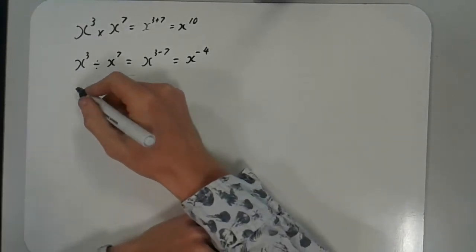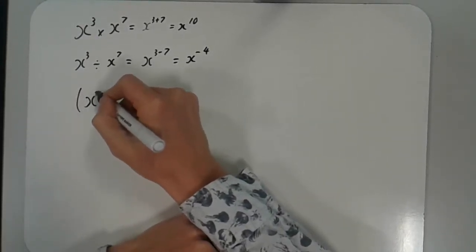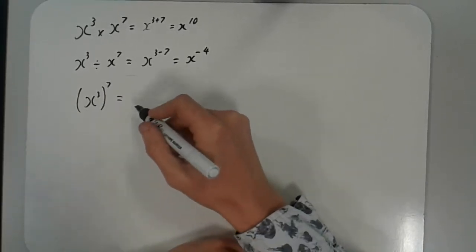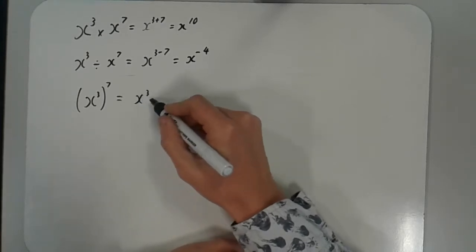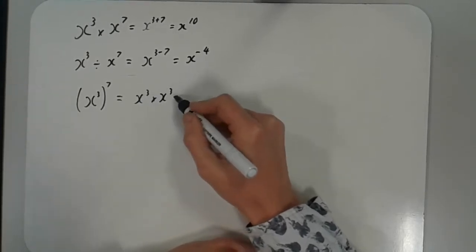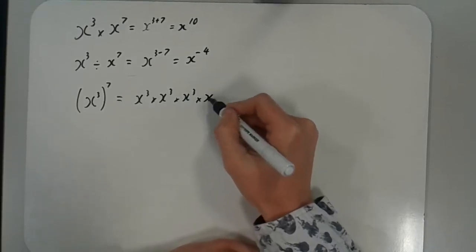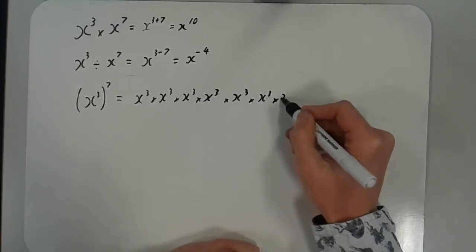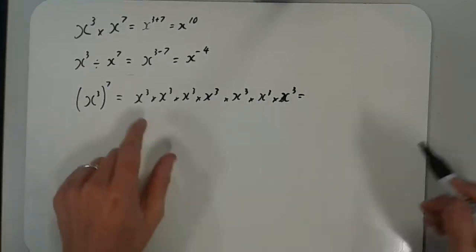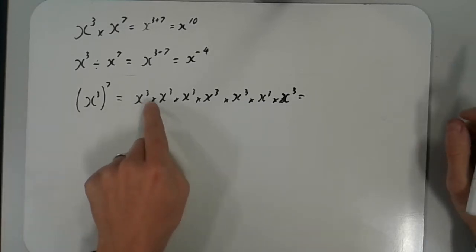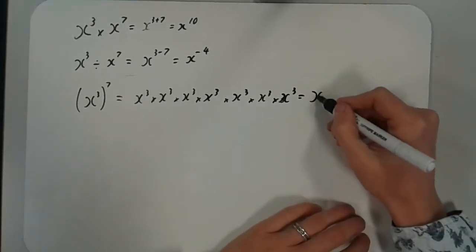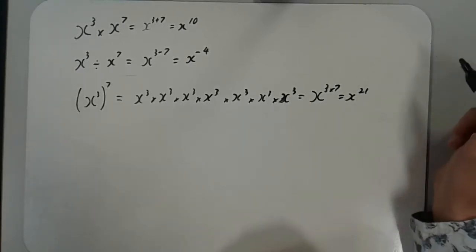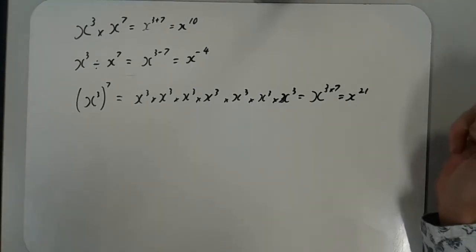We had one more, which was if we had, say, x to the 3, that was raised to the power of 7. That means that we've got x cubed times x cubed, seven times. Adding all of these 3's together, we're going to have 3 seven times. So we get x to the 3 times 7, x to the 21. Those are our basic laws of indices from GCSE.